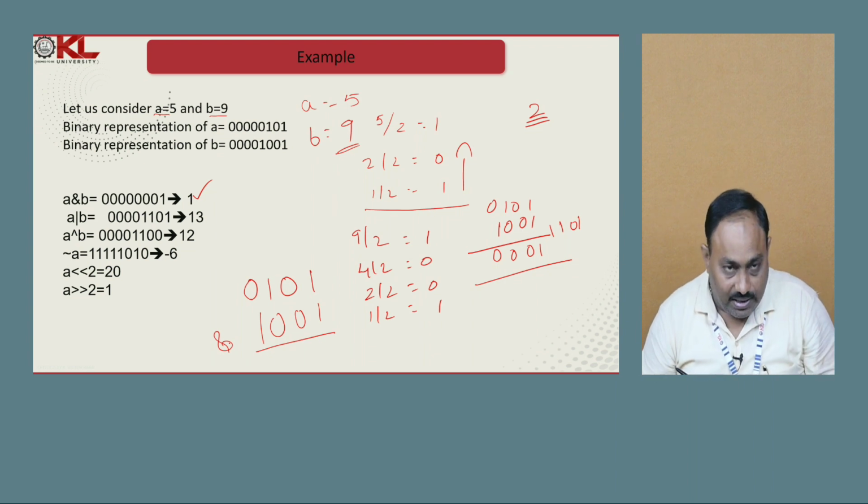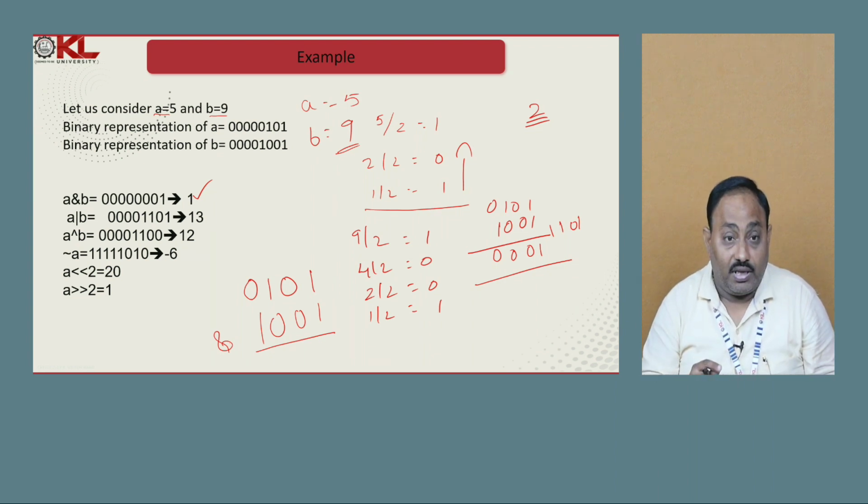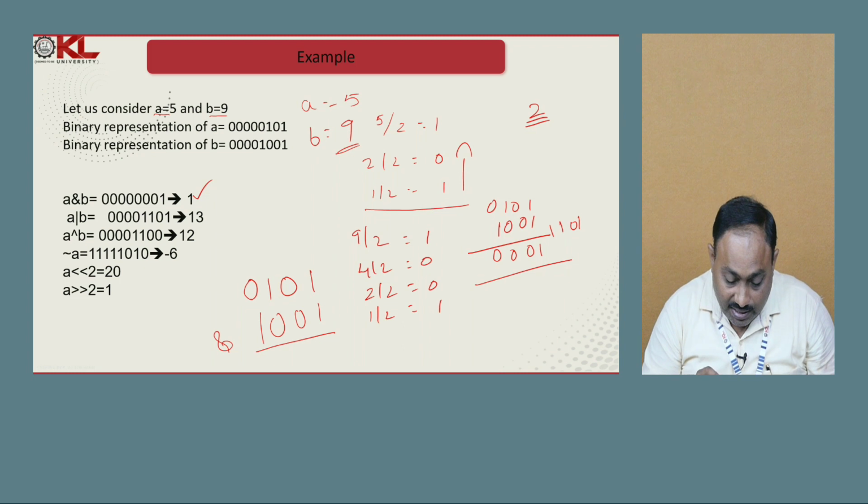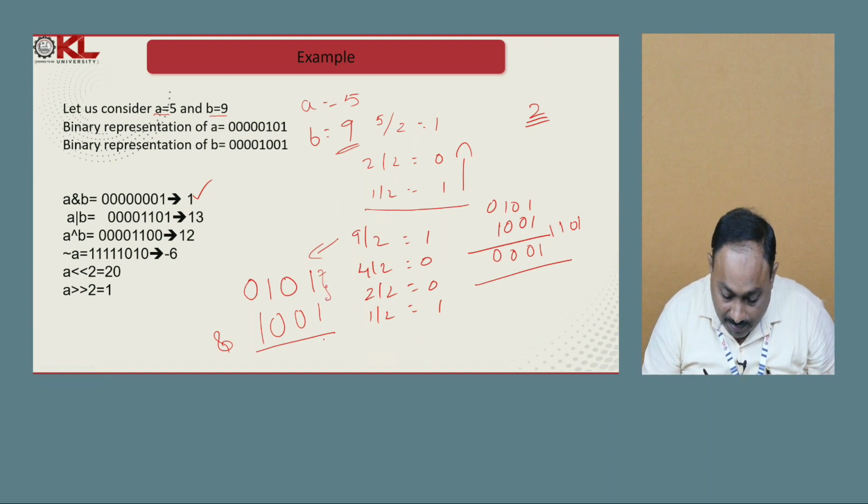Now I want to perform the bitwise AND operator, that is A and B. Let us see, if two bits are 1, then only the resultant bit will be 1 in bitwise AND operator. You can see this bit is known as the least significant bit and this bit is known as the most significant bit, and I start my operation from this side. Here the first bit of the first operand is 1 and the first bit of the second operand is also 1. So if we perform AND operation between these two, the result will be 1.